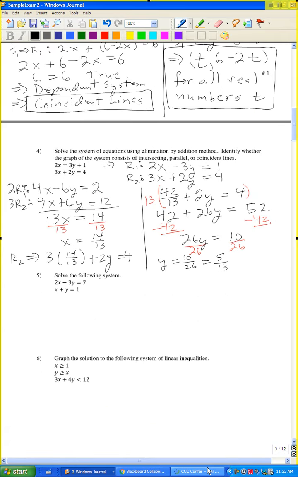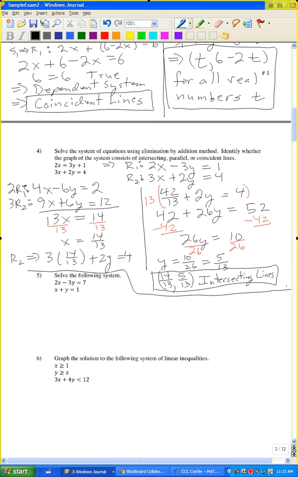Okay, so the solution is 14 over 13, 5 over 13. And so these are intersecting lines, since I'm able to solve for this one point. And that is your answer. These are all part of one question. Okay, let me do problem number 5.